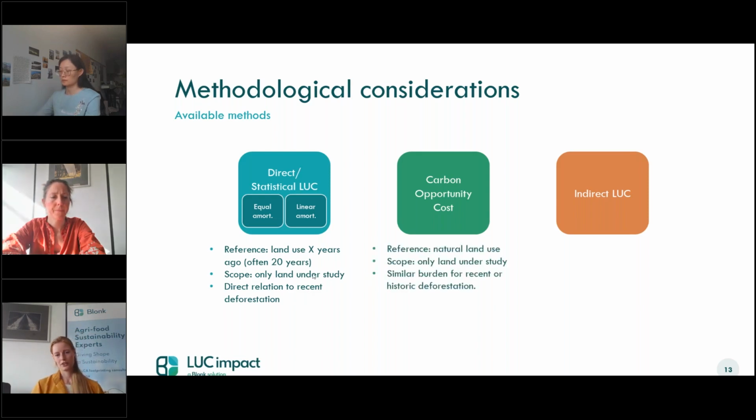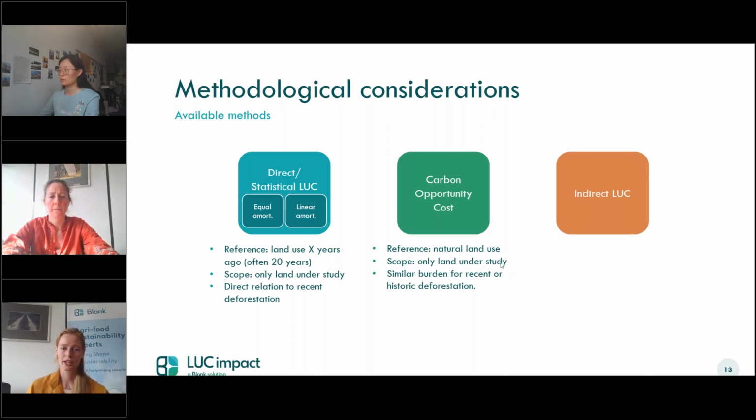Carbon opportunity cost uses a different principle. So instead of a historic reference that is a certain number of years ago, we're looking at natural land use. And this can be either pre-anthropogenic land use, so pristine land use, or it can be the natural land use that is growing back after abandonment of the land. But it's not necessarily related to a certain moment in time. So it's basically canceling out this time frame aspect in your reference system.